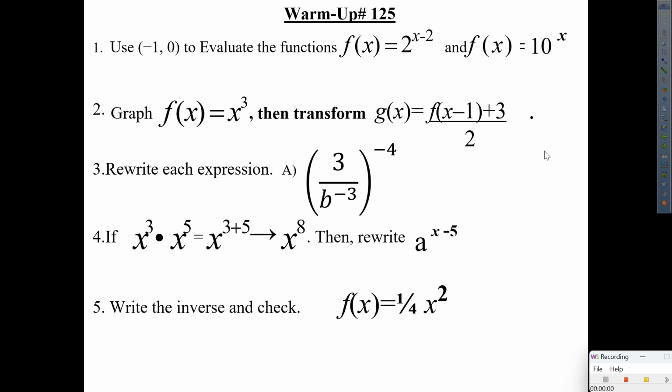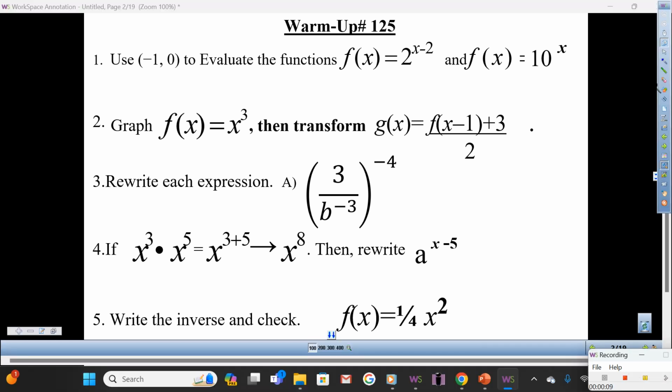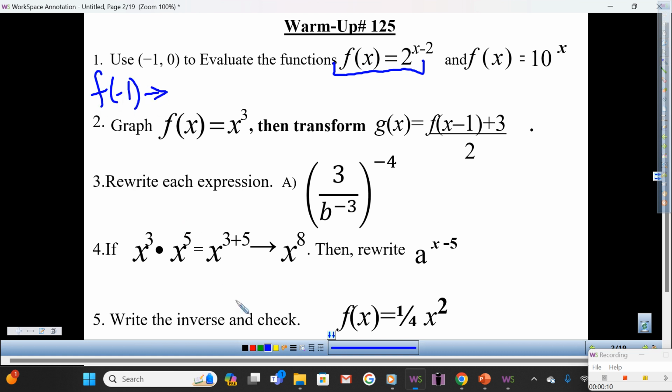Whoop, whoop. Warm up 125 is on the screen. Let's get started, please. All right. So you should be just about done. You're working on your coordinate plane. We're going to get started, and Jay is going to help us out with base 2 for f of negative 1. And Brandon Felix is going to help us with base 10 at f of negative 1.